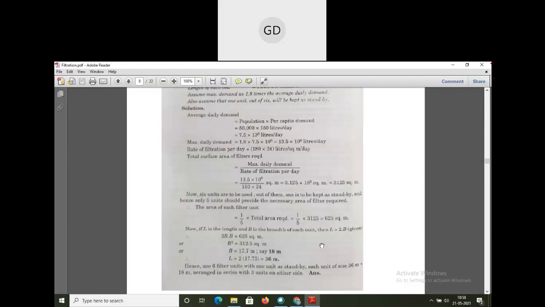So it means that you have 6 filter units, with 1 unit as your standby unit, and the size of the filter beds is 36 meter by 18 meter. Okay, so this was your numerical. I hope you have understood. And if you don't, go through it once and start doing it in your copy, and you will understand.